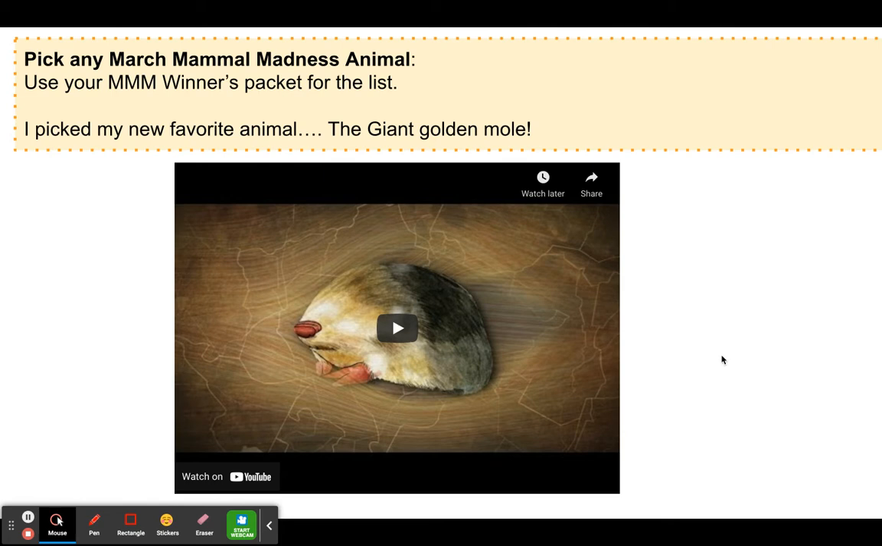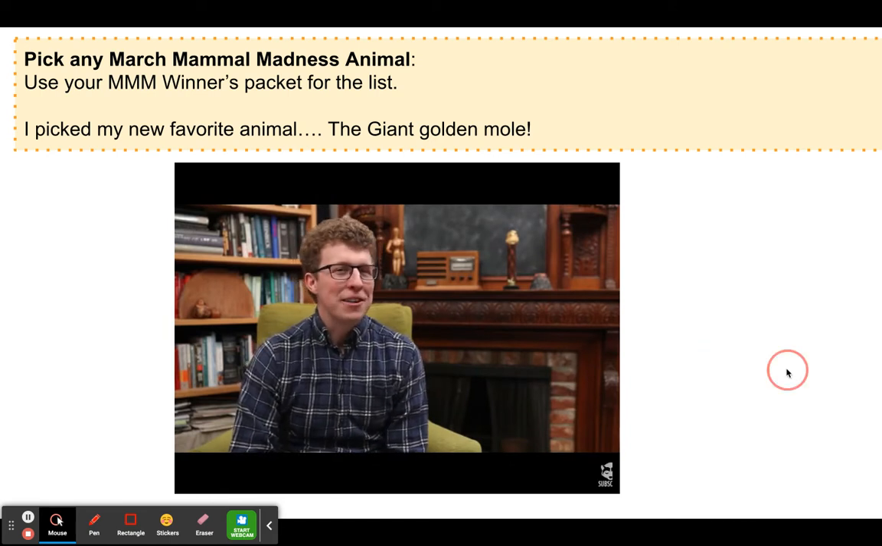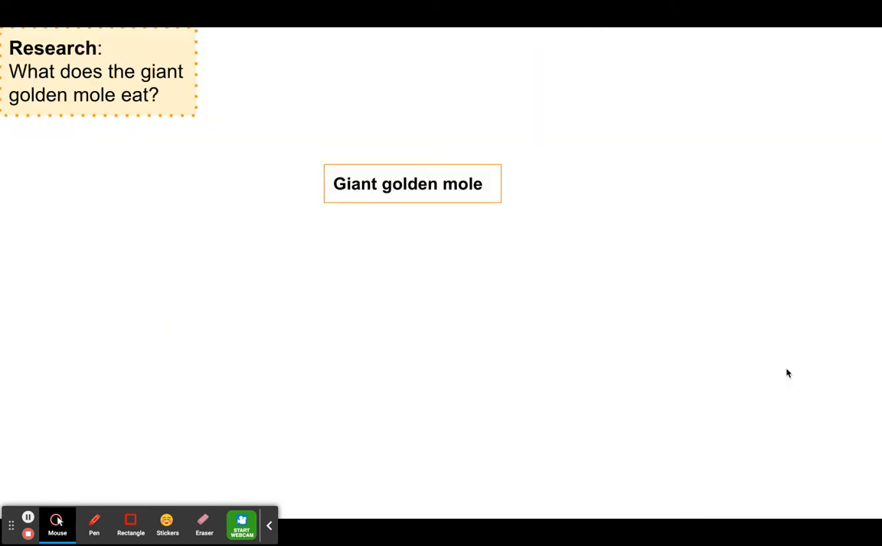All right, so this is the food web I am going to make. I'm going to start with the giant golden mole. The first thing I have to do is research. What does the giant golden mole eat?